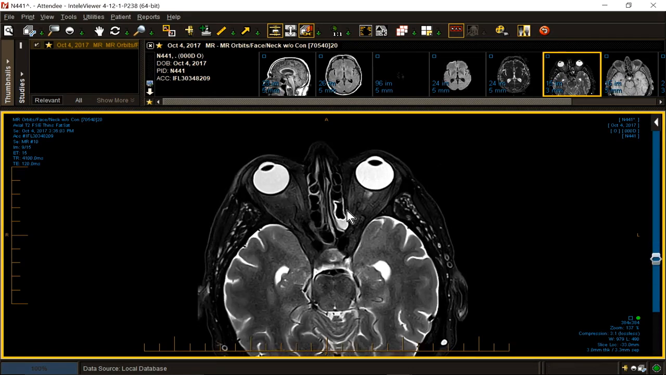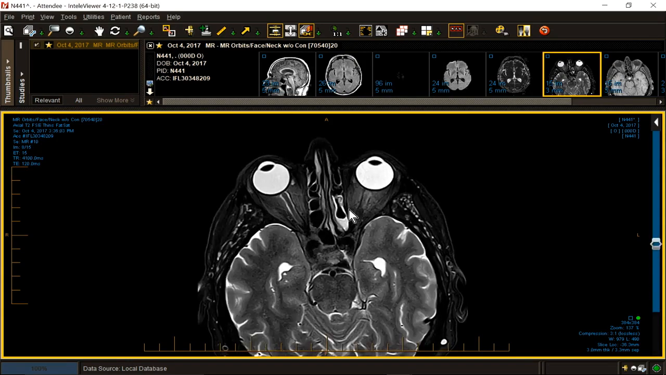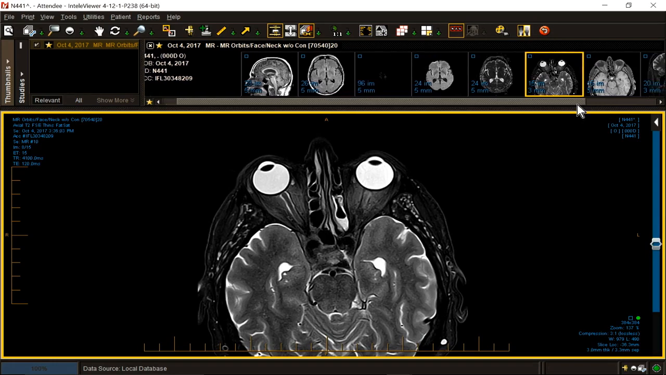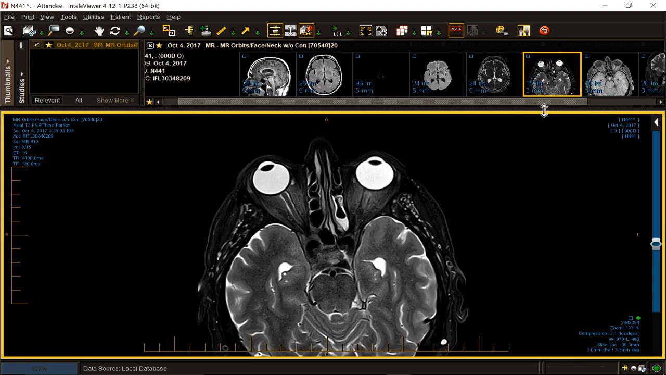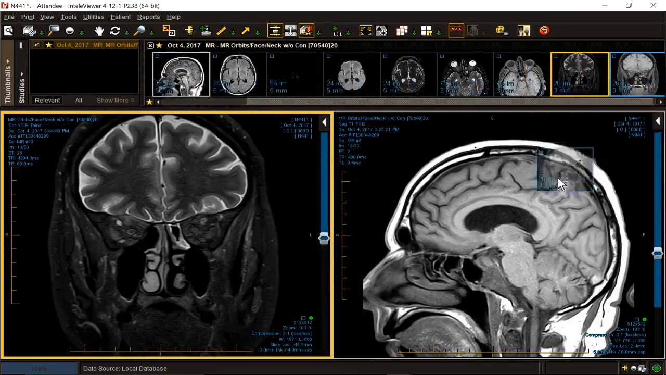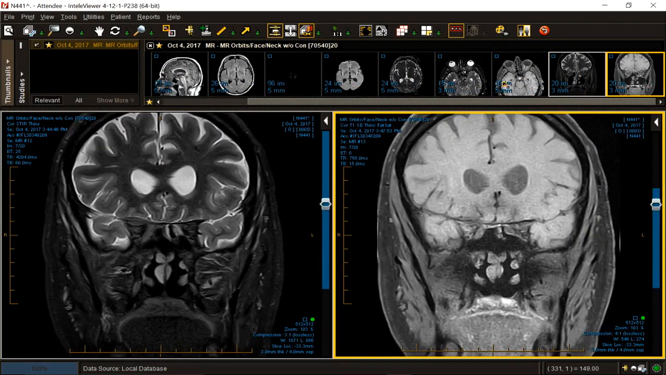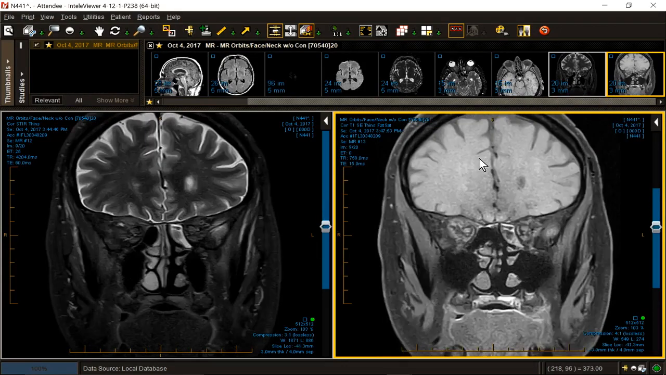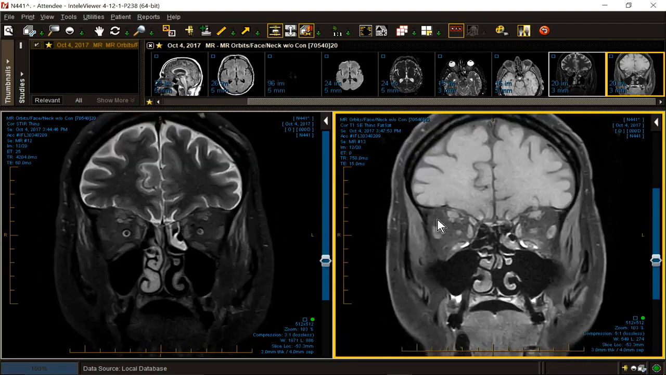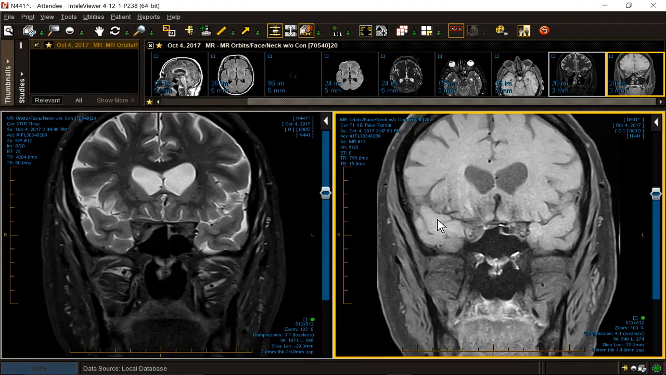There is some posterior ethmoid sinus disease. The orbital fat is normal or slightly increased. The orbital nerves look normal. Contrast was not given. I'm giving you a little more time because this is a finding case.